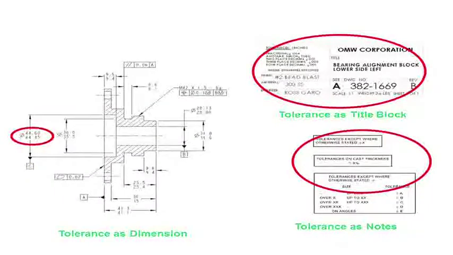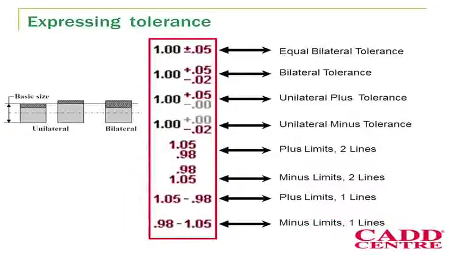You can see this, the tolerance is applied as plus or minus symbols in the drawing as shown on the left. The tolerance is applied in the title block as shown in the top right. The tolerance can be applied as a general note as shown in the bottom right. What are the ways of expressing the tolerance? It can be expressed in many ways as shown in the slide.